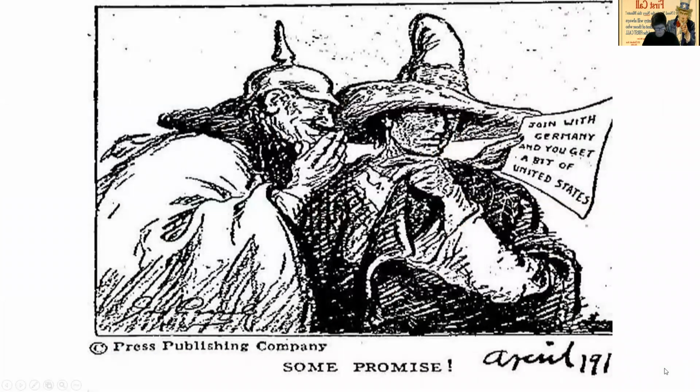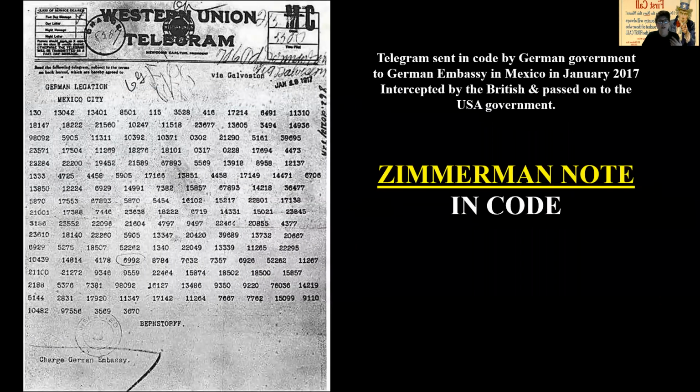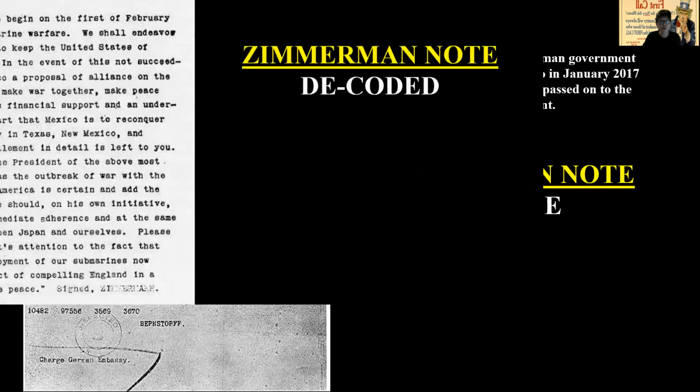So here is a political cartoon. This is a telegram that was sent in code by the German government to the German embassy in Mexico. It gets intercepted by the British and is passed along to the US government. It's known as the Zimmerman note. This is it in code.